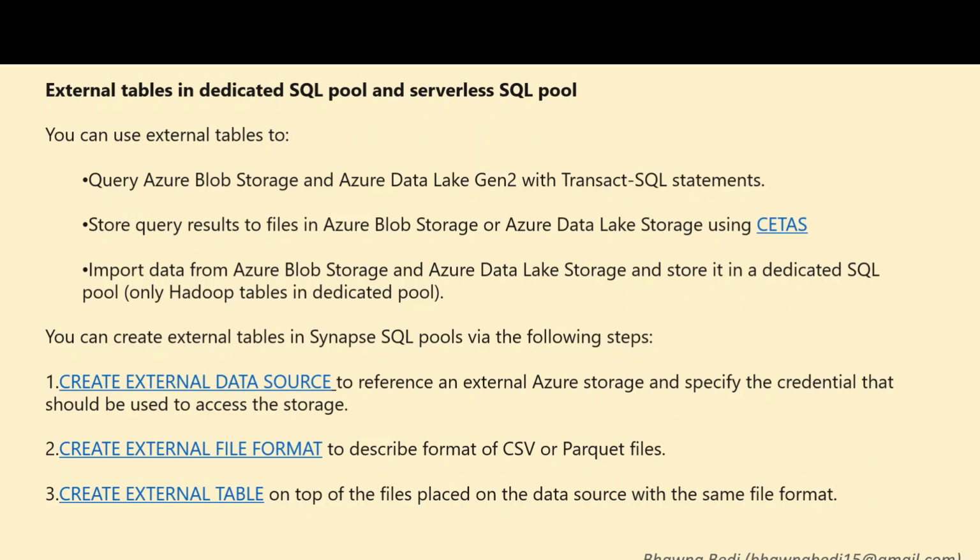And then you have to create an external file format. When I say external file format, you specify what kind of data you are trying to read. Is it a CSV, a Parquet, or an ORC, right? You have to explain that, so for that we create an external file format. And now to query the data, we create an external table on top of it. So now let's go ahead, move to the portal and see how we can do it.